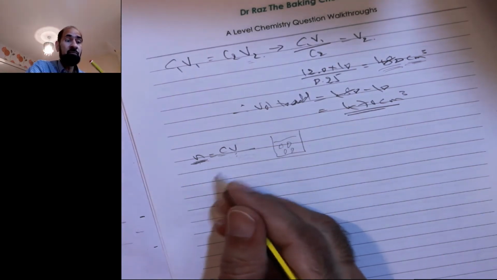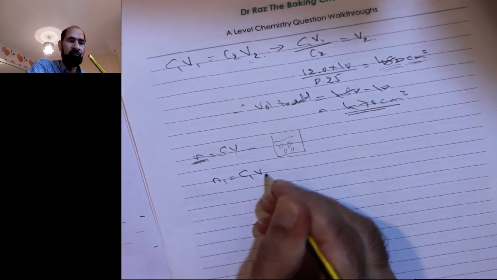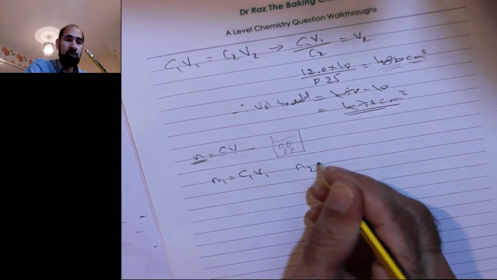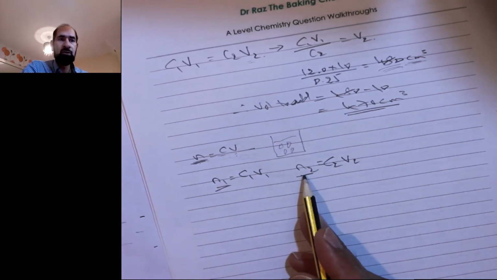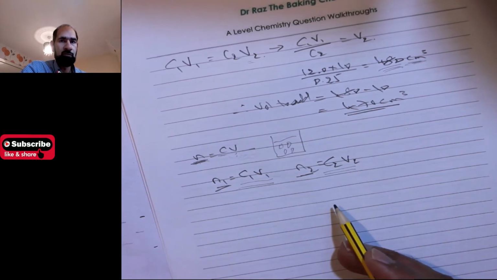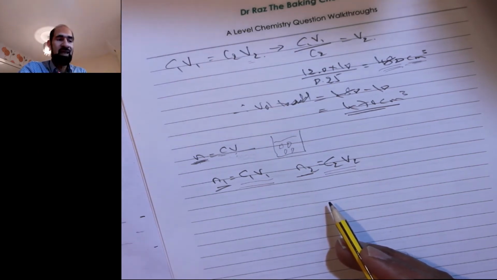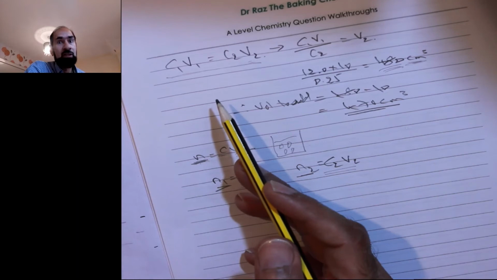So if the number of moles before, let's label it 1, is n1, which equals C1 V1, and the number of moles afterwards remains constant, in other words n2 equals C2 V2, and we know the number of moles is the same, so n1 equals n2, therefore C1 V1 must equal C2 V2. So this dilution equation works because you're not changing moles, you're changing either concentration or volume. If you just remember that dilution equation, it will work. And of course you probably come across it in biology as well.